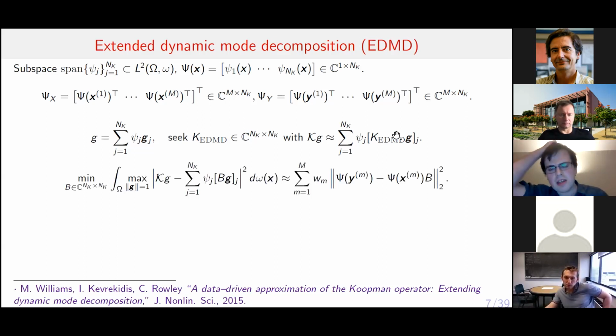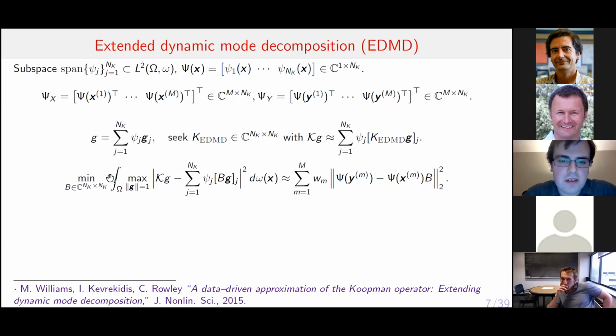So let's say we try and minimize the error of this approximation, or the integrated error, over the state space omega. Then we end up with this minimization problem here. And the idea is very simple. Let's approximate this integral with quadrature. And for the quadrature points, I'm going to take x to be the snapshot data that I have, right? The x1 through to xm. And then you have weights of the quadrature, and you get this approximation here.